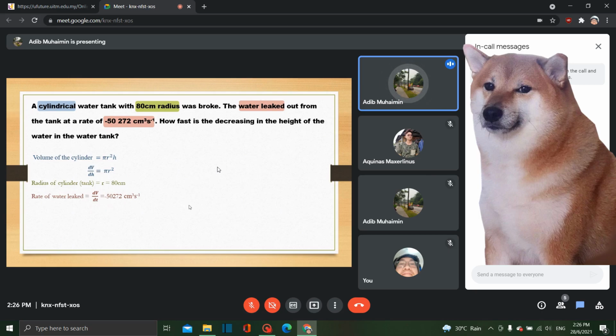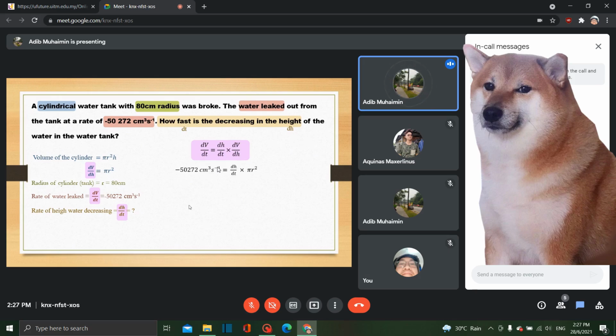Now the question wants to ask, how fast is the decrease in height of the water in the water tank? We can see here, fast means time, and height, which is dh. Now we know dh over dt is what we are asked to find. Now, how to solve this? First, you need to use this tree to make a chain rule, like this. We can see that on the right hand side, dh over dh cancel each other, and we get dV over dt.